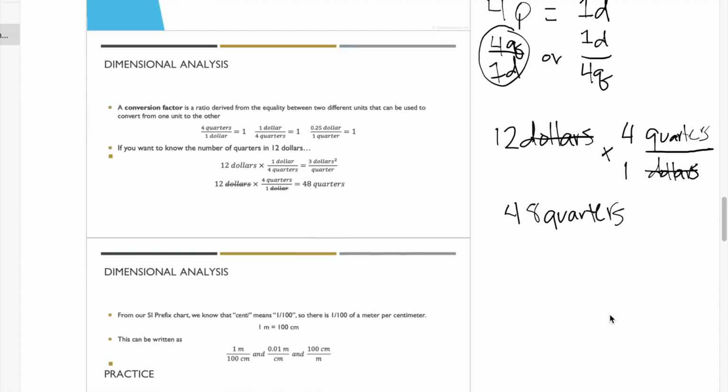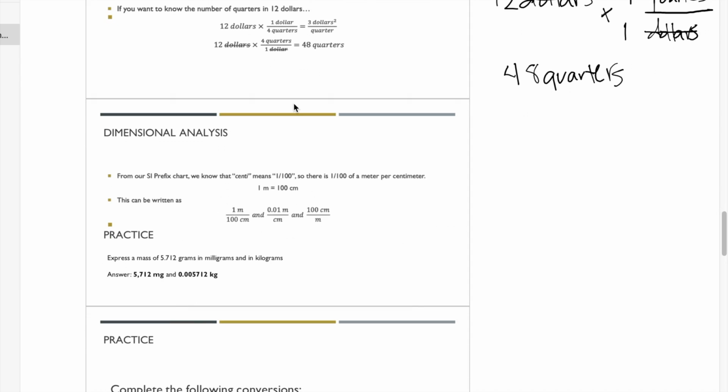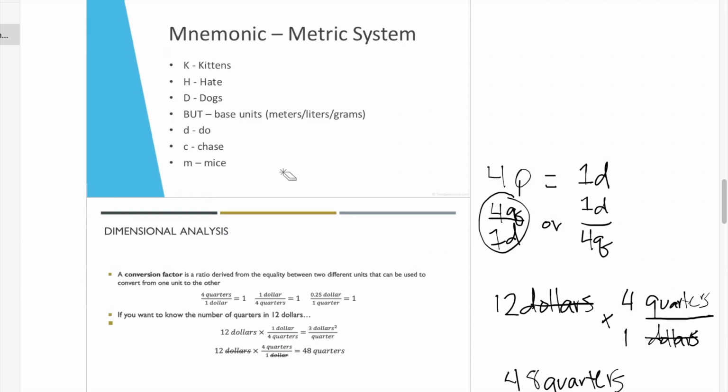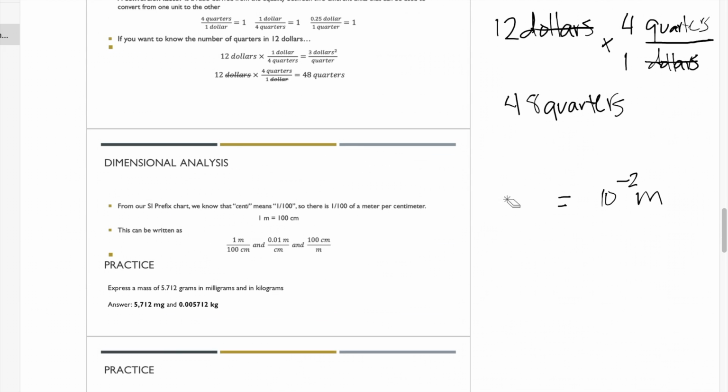So when we apply this to our prefixes, from our prefix chart right here, we see that centi means 10 to the negative 2. So if you remember from math, 10 to the negative 2 is the same as saying 1 over 10 squared, right? The negative means it goes on bottom, which is 1 over 100. So from our SI chart, we know that it's 10 to the negative 2, which is 1/100th.